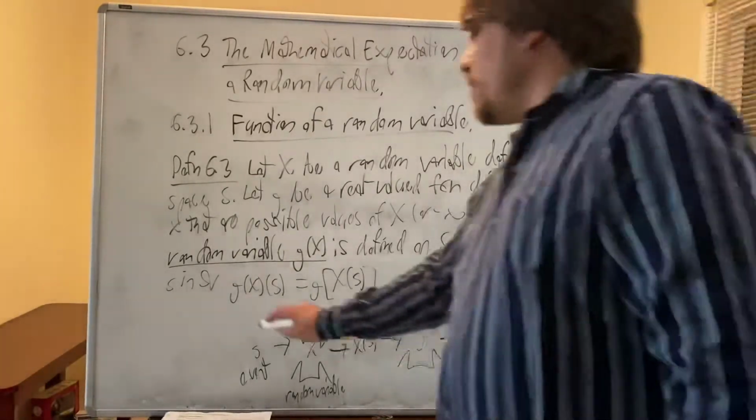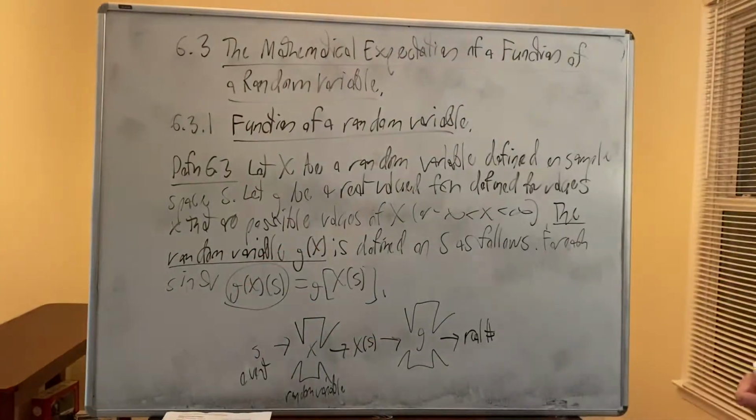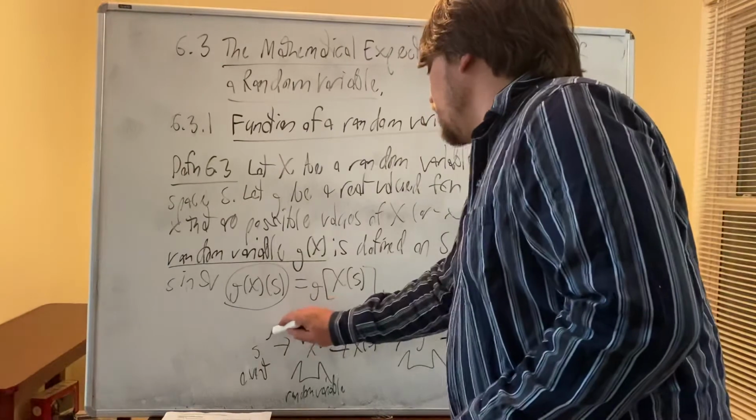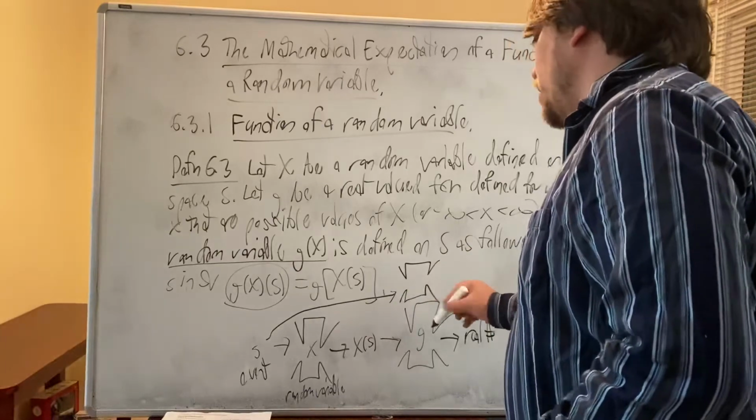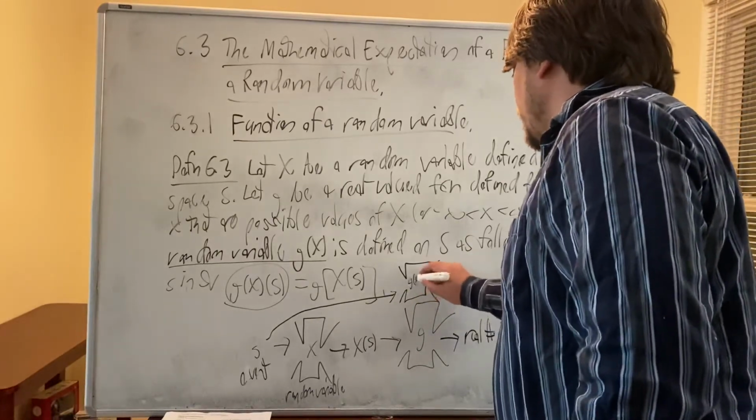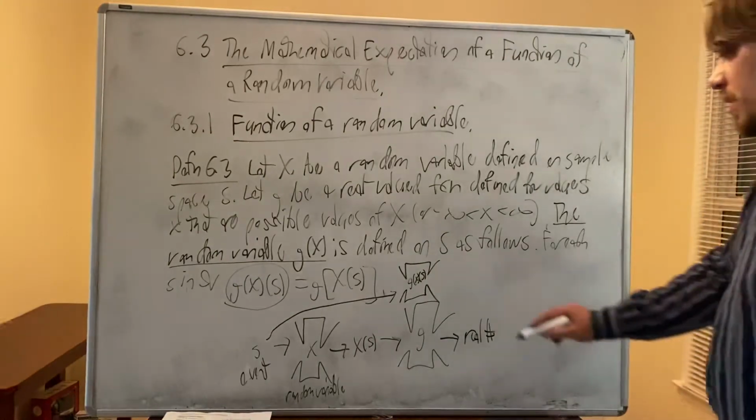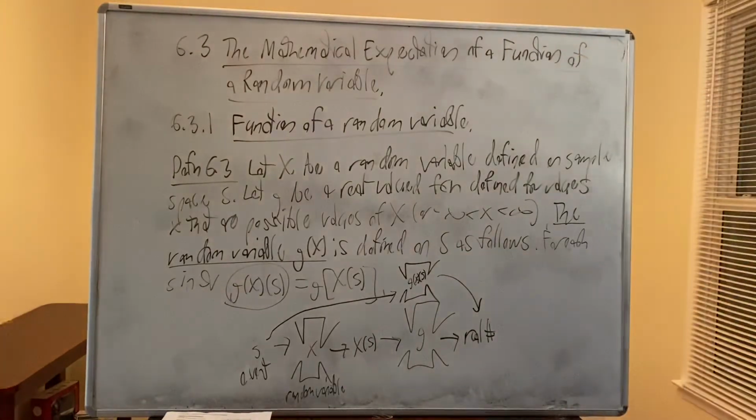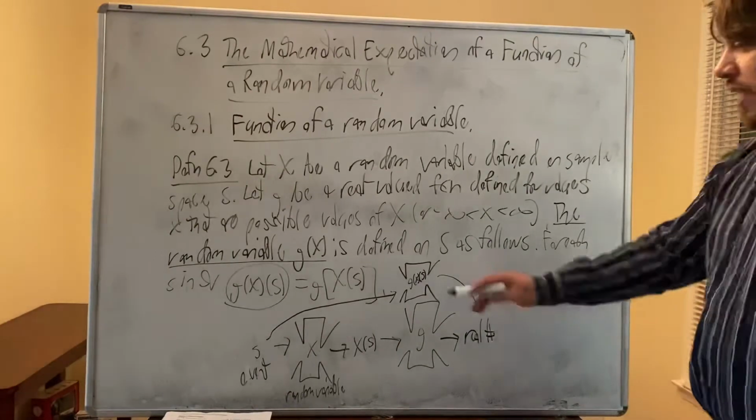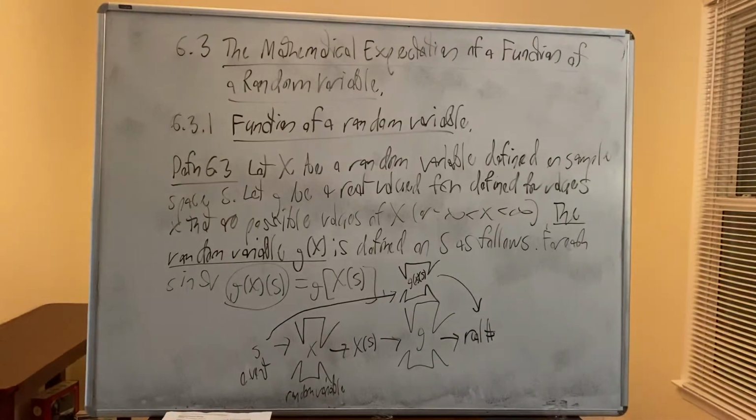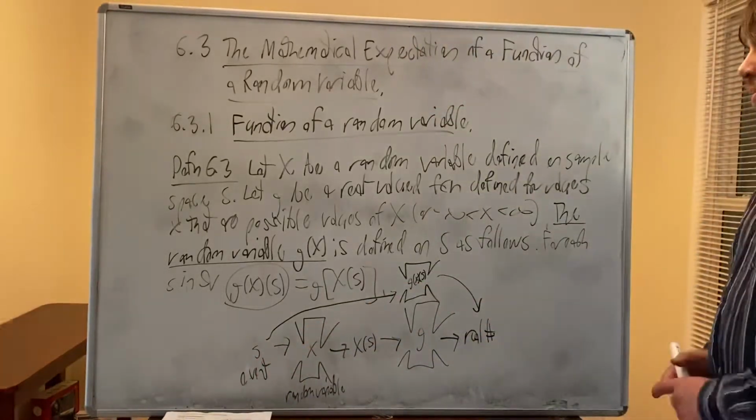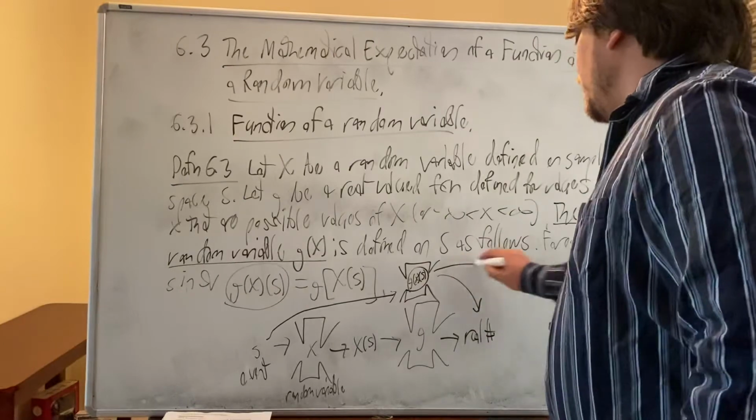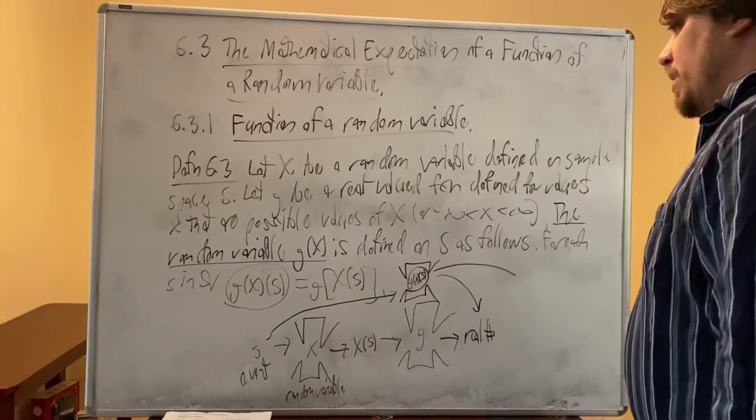Okay, and so g of X of s is the composition of those two functions, where you start with an event and you input it into the random variable X, and then the output is that real number. So the composition of those two functions is g of X of s. Okay, and so this is a random variable. It's a set function, and the input is an event, and the output is a real number. And so g of X of s is also a random variable.